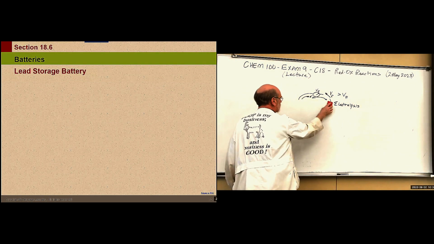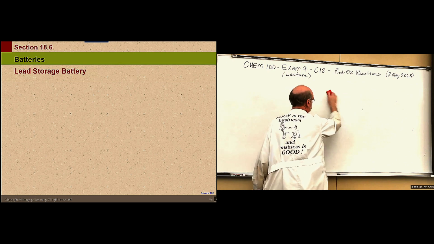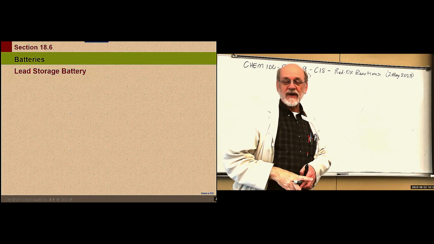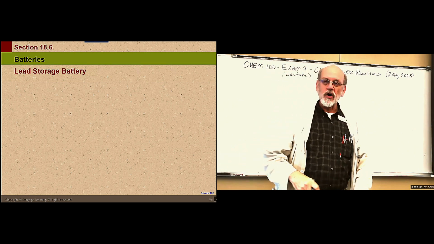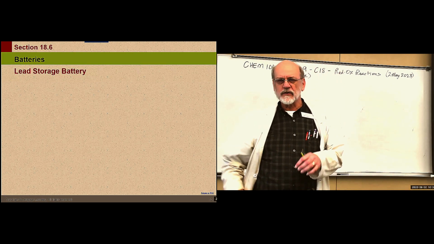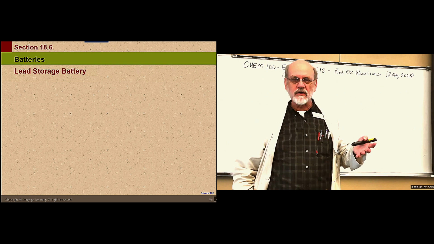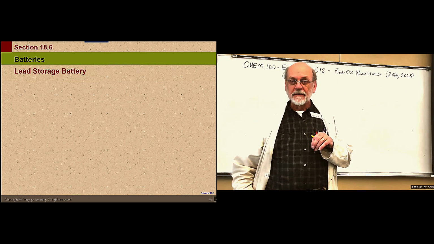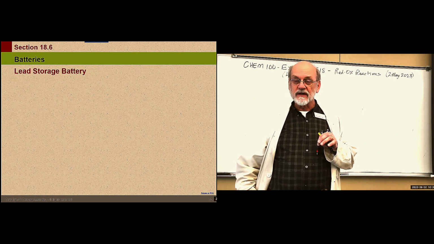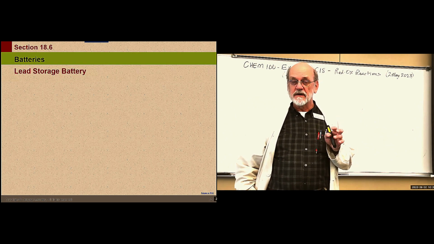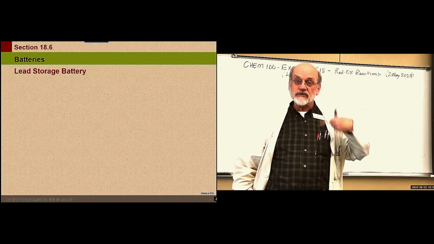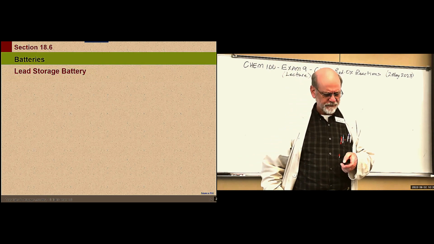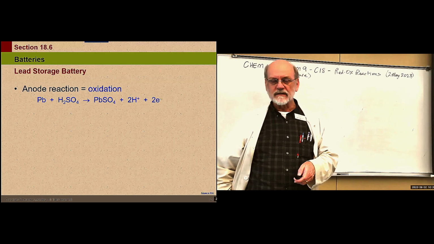Let's go back to the galvanic cell battery and look at an example. The lead storage battery that most cars have now, except for those that are electric cars, they have lithium ion batteries. That's a different chemistry. But the lead storage battery is under the hood of your car to provide energy to get your engine turning and to provide power for other accessories. Well, here's how it's made.